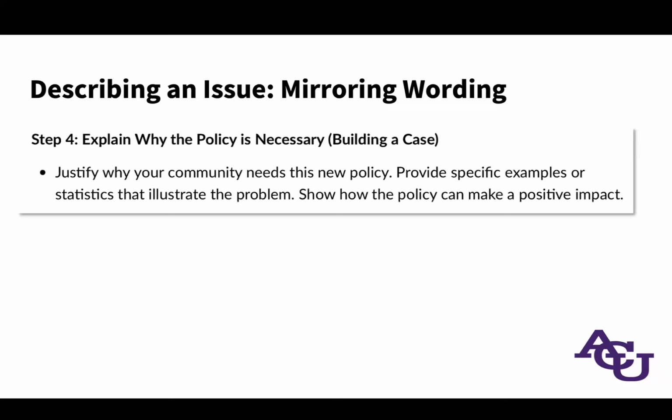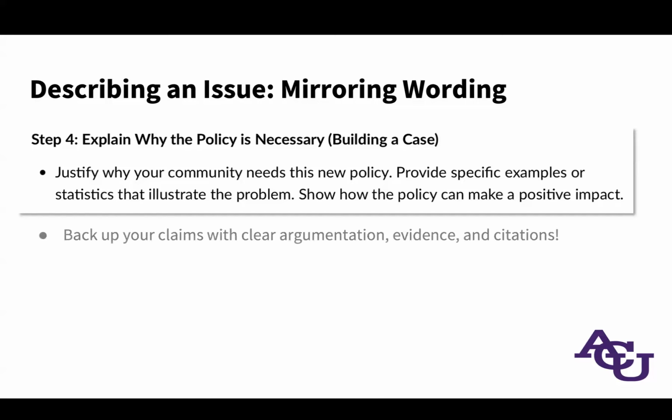Step 4, explain why this is necessary, or build a case for what you are recommending be done. And this can be summarized as justification. This is the why this is important. And the more specific examples or statistics that you can do, which can include referring to successful implementations, will help you show that this can make a positive impact and is likely to.